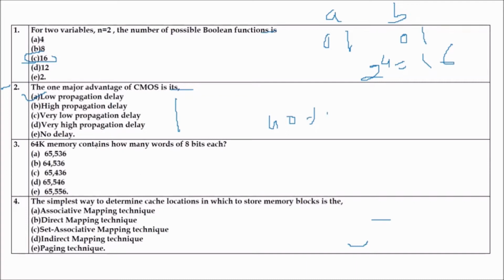Next is 64K memory. 64K memory contains how many words of 8 bits each? So 8 bits means it is talking about 1 byte. So how many bytes is it asking for? 64K memory contains how many words? Can you answer this? Consider just the first given answer. The answer is actually A. This is the answer, 65536. You just consider a 20-bit logical address.